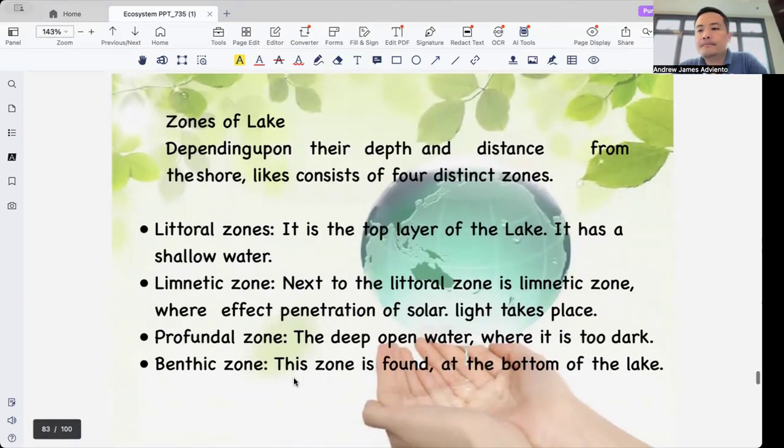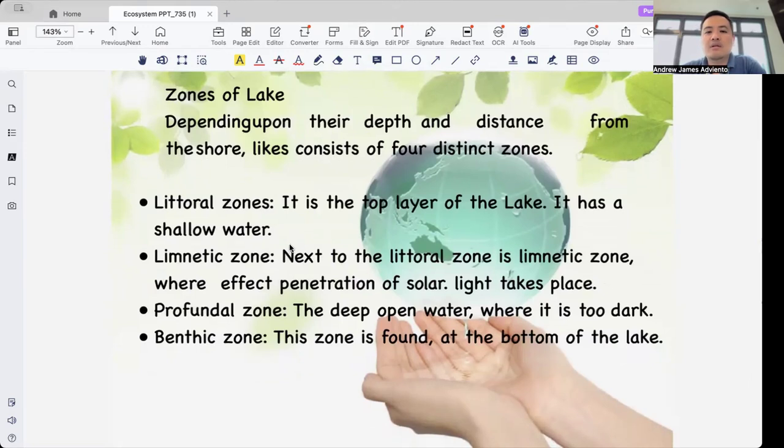Now we will be jumping on to the next topic, which is the zones of a lake. Lakes are divided into horizontal and vertical zones based on depth and light penetration. I think I mentioned that as well last time. These zones determine the types of organisms that can survive there. The first one is what we call the littoral zone. The littoral zone is the shallow, sunlit area near the shore.